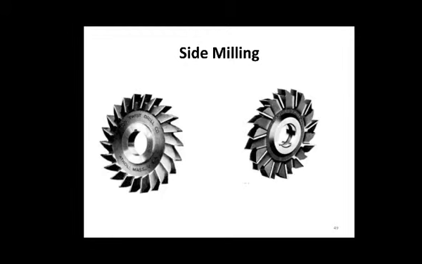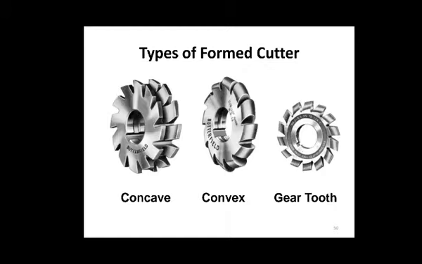Next is form milling. It incorporates the exact shape of the part to be produced. It is useful for production of small parts. Each tooth is identical in shape, and it is sharpened by grinding the tooth face, and it is important to maintain the original rake, but these are difficult to resharpen. Such types of formed cutters are concave shape, convex shape, and gear tooth.